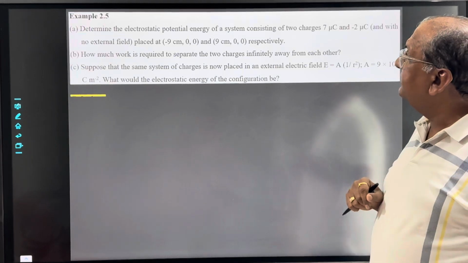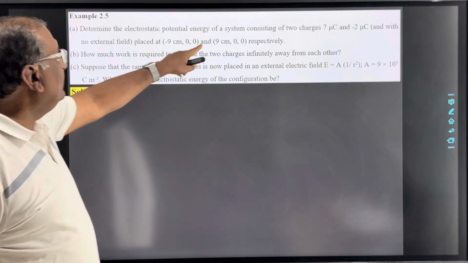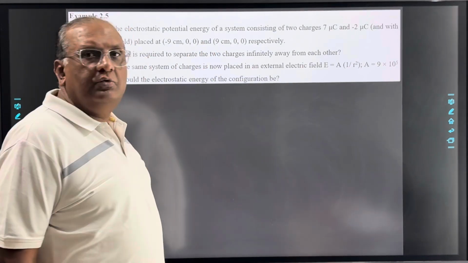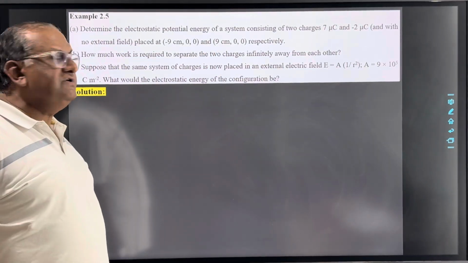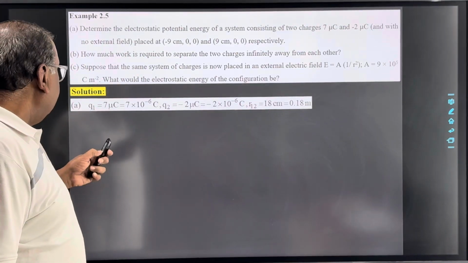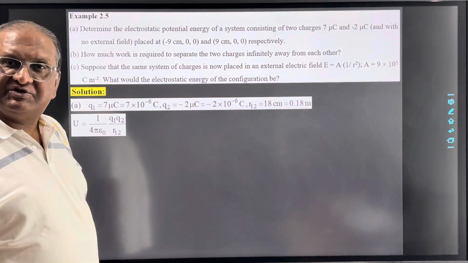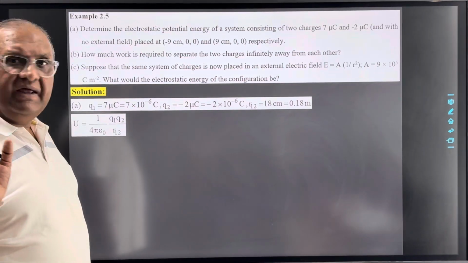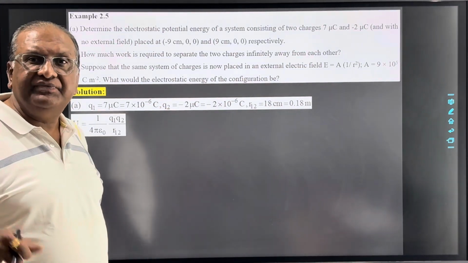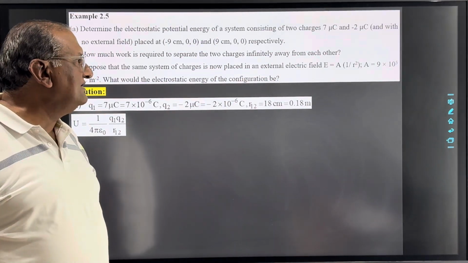Clear? Now, solution. First, we have to find the electrostatic potential energy of a system of these two charges, and these two charges are placed at these 2 points. So, we have the equation for the potential energy of a system of two charges, and that is 1 upon 4 pi epsilon 0 or k q1 q2 upon r. Right? Now, here q1, that is 7 microcoulomb, so that is 7 into 10 raised to minus 6 coulomb. q2, that is minus 2 microcoulomb, so that is minus 2 into 10 raised to minus 6 coulomb.